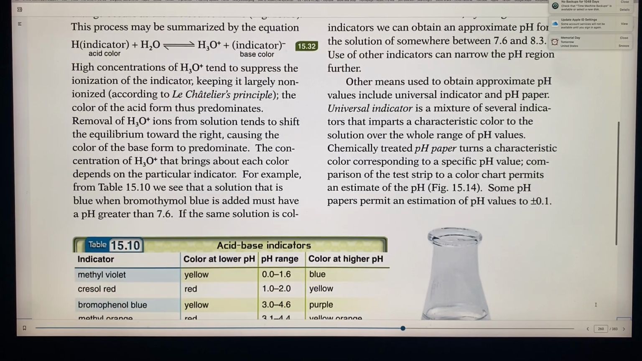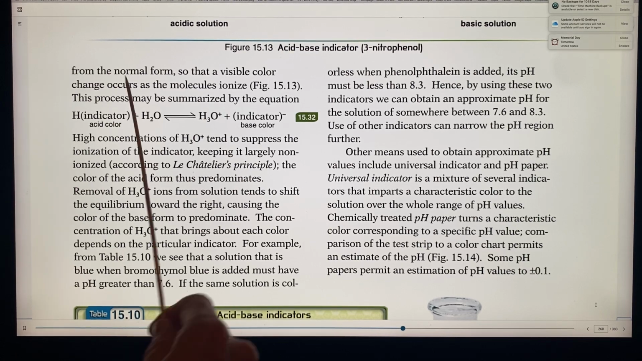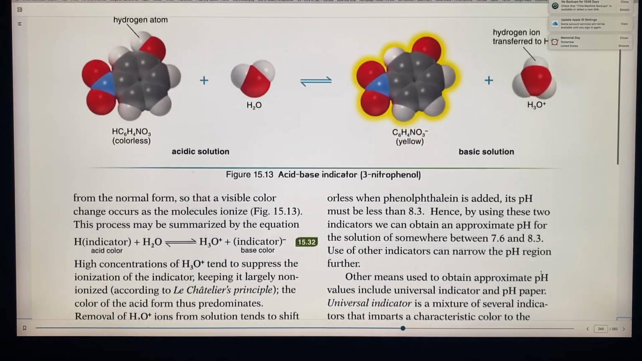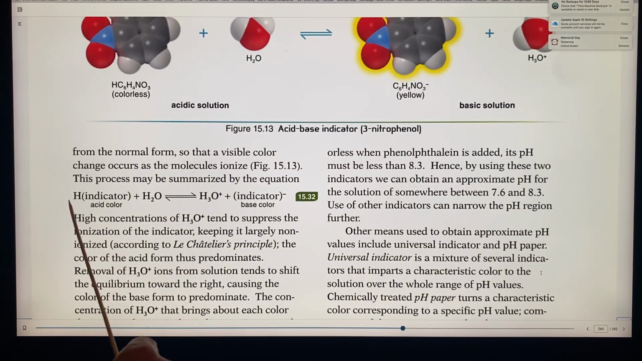So here's the equation. You have an indicator. This would be the indicator, this molecule. It's a big molecule. So this is saying you have an indicator, it can be lots of different indicators, but you combine it with water, and then this molecule transfers over to make H3O instead of H2O, and the indicator will turn to a base color because it was an acid color, and now it's going to change to a base color.